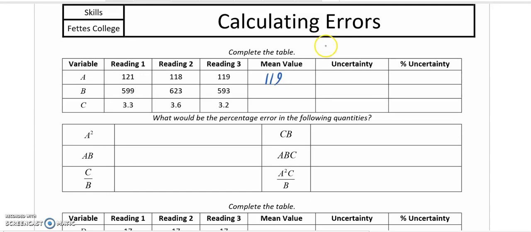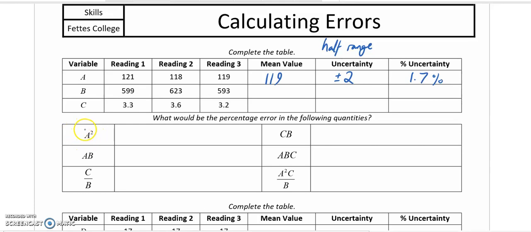The uncertainty here, we're going to use half the range. It's commonly the way of doing it. So 121, the biggest, minus the smallest, 118, divided by 2. Well, that's 1.5, so I'm going to round that to plus or minus 2. And the percentage uncertainty, 2 in 119 times 100% gives us, well, my calculator says it's 1.7, and I can keep 2 sig figs, so I'm going to keep it as 1.7%.